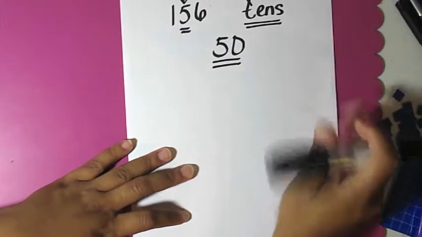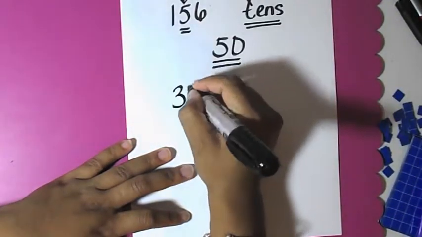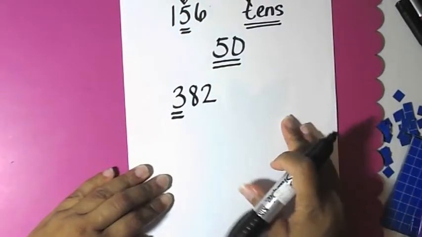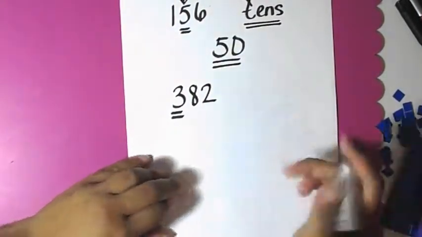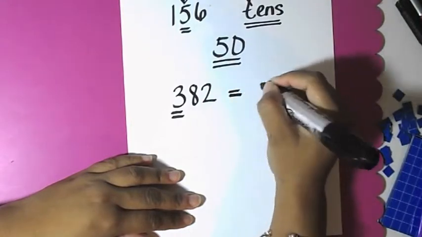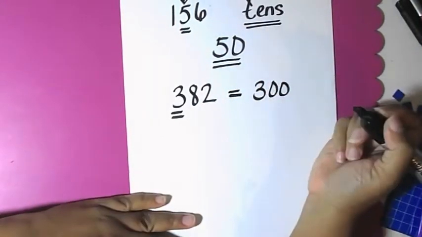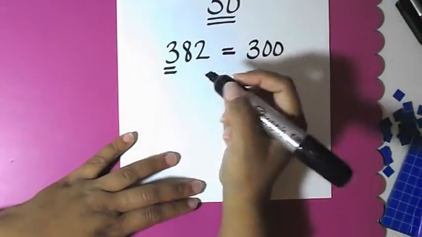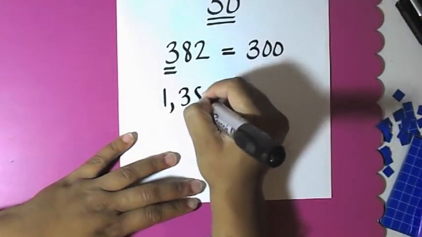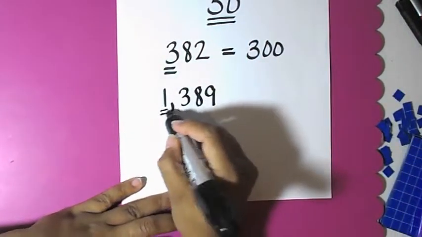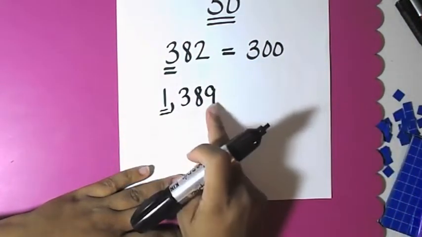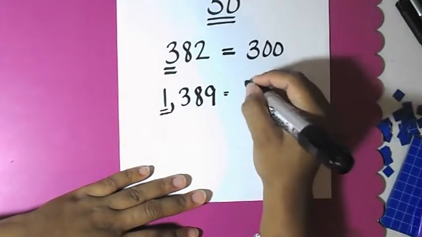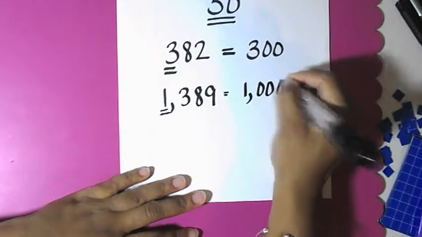Okay, so let's try another one. Let's say we had 382. What is the value of the 3? Okay, how much is that 3 worth? Well, that 3 is worth 300. Okay, let's do one more. Let's say, what is the value of the 1? Okay, ones, tens, hundreds, thousands. That 1 is actually worth 1,000.